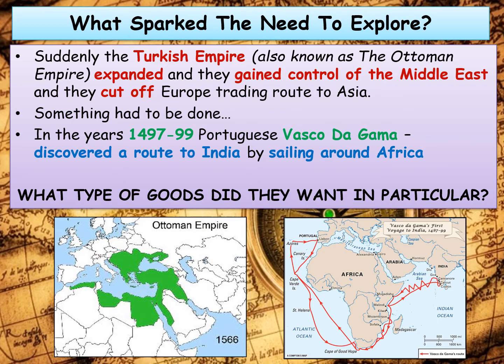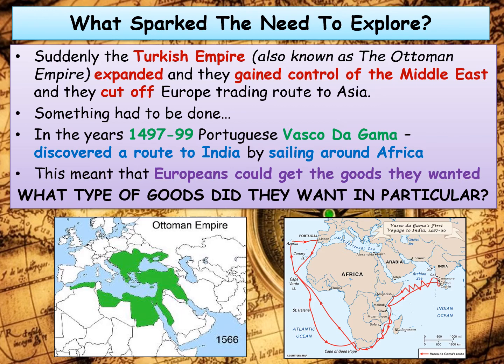So in the years between 1497 and 1499, Portuguese Vasco da Gama discovered that he could take a route to India by sailing around Africa to get to the areas that he actually needed to get these particular goods. The types of goods that they actually wanted at this point in time were spices that they needed for flavours and for food back home in Europe. So by working out that he could sail around Africa, this unknown place, which was quite a daring thing to do at this point in time, he could get these goods that they actually wanted.